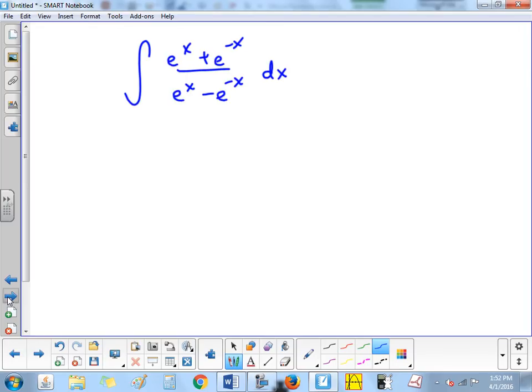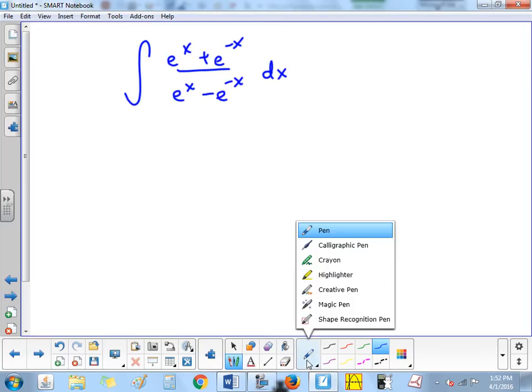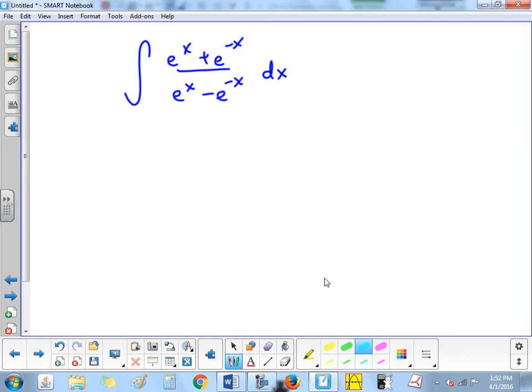Do you see a function and its derivative? Not everybody sees it at first, but which one should I call my u? So just make this my u? Well, then I'm going to have a u on top and bottom.